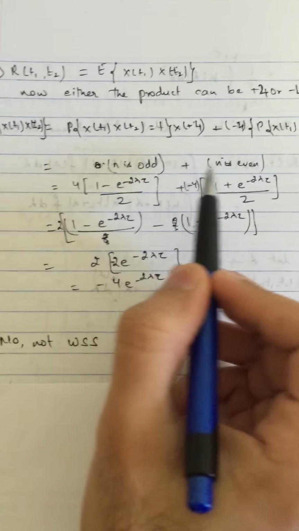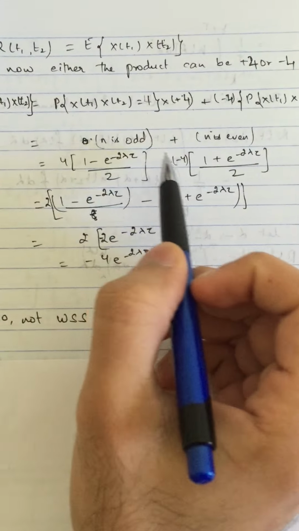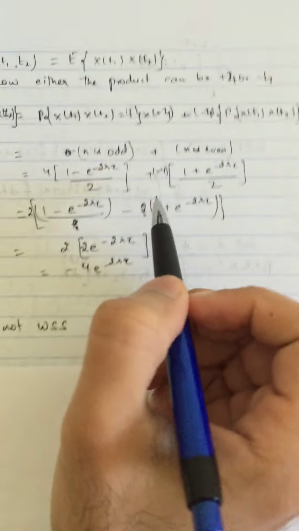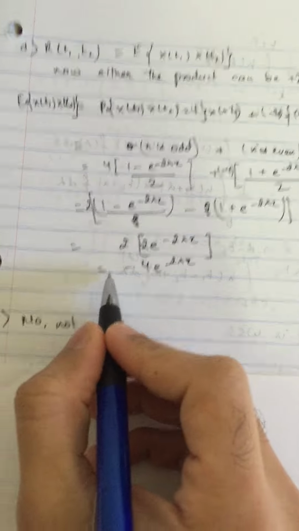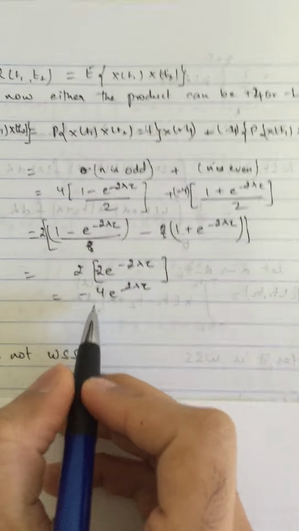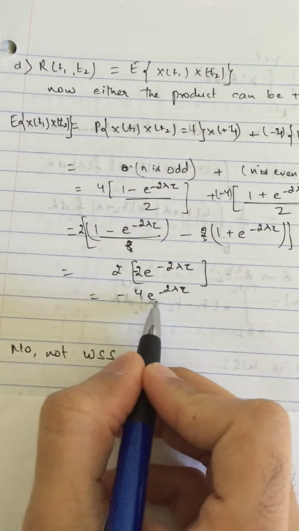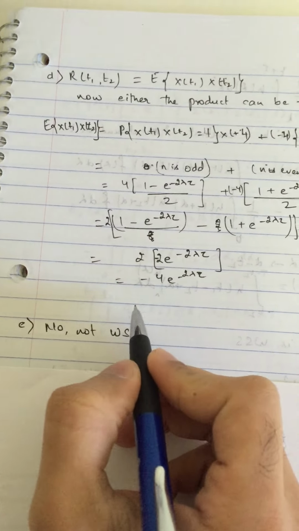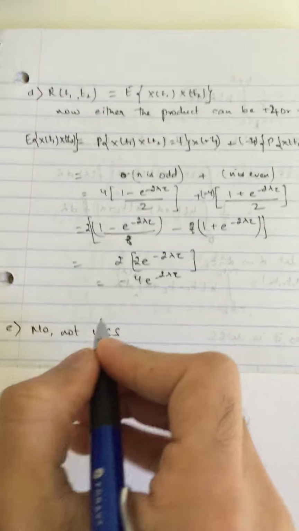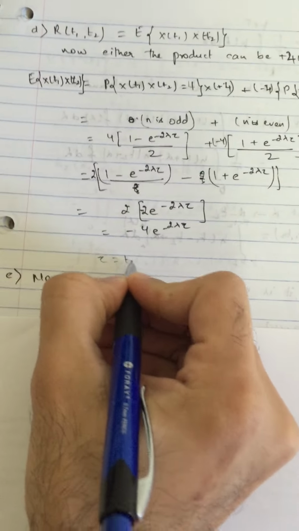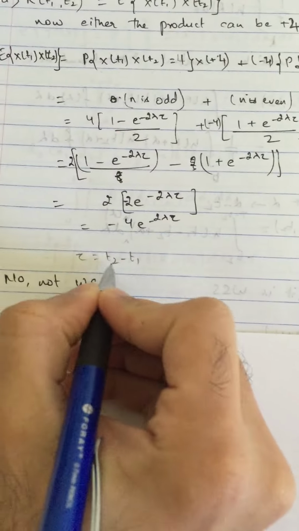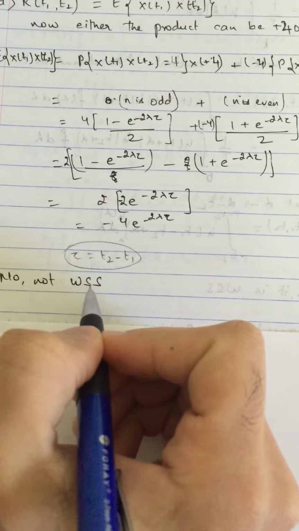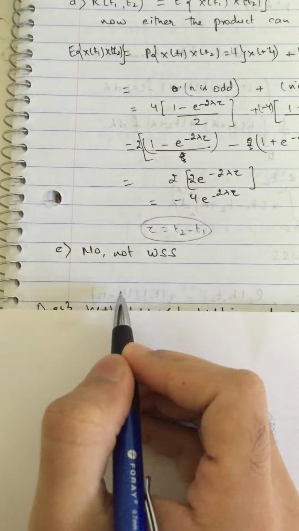So separating these two, when n is odd and when n is even, and putting in all the values, we get the autocorrelation function as -4 e raised to minus 2 lambda tau. So as we can see, since tau equals t2 minus t1, the expected value also depends upon tau, and so does the autocorrelation function. So this is not WSS.